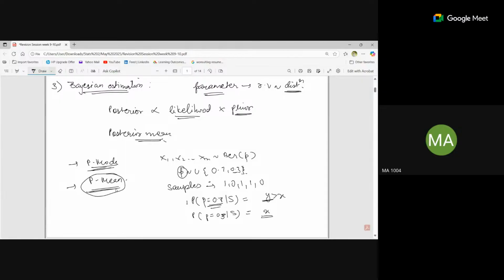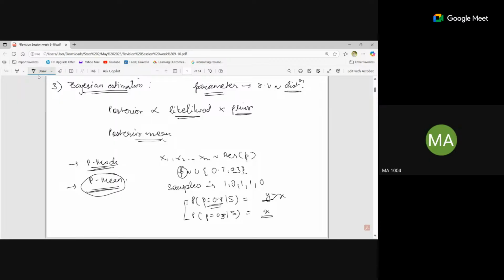And what is a posterior mean? Posterior mean, in the sense, we would be calculating the average, a weighted average, for the probability p equals 0.7 and for the probability p equals 0.3. So we'll be taking the average of both. Then we will be estimating the value of the parameter. Fine? Do you guys understand? Yes, ma'am. Okay.